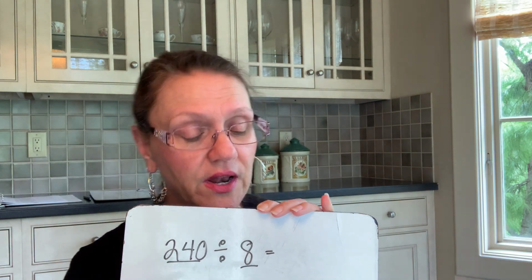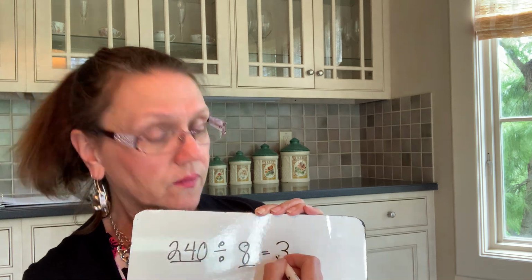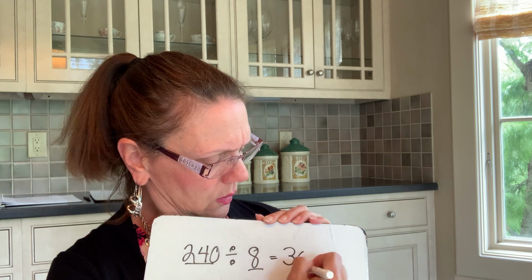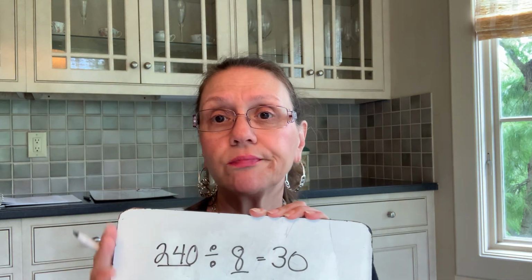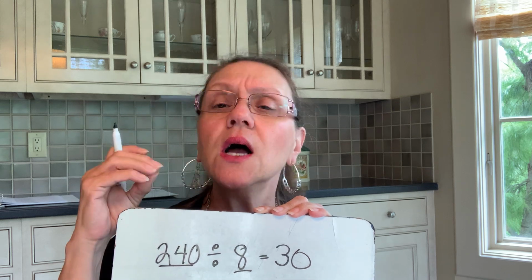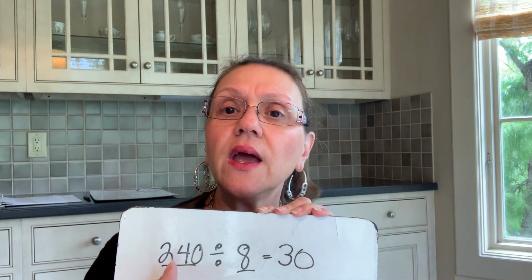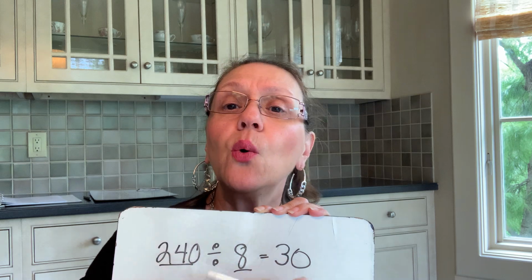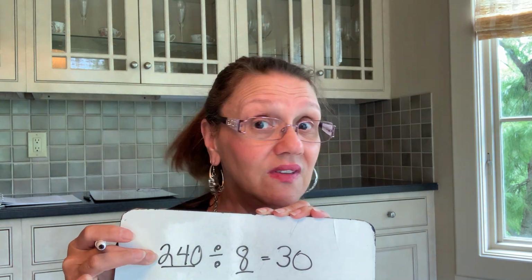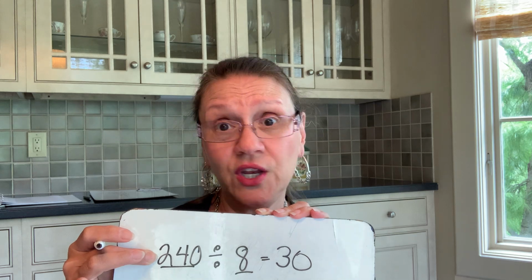So 24 divided by 8 is 3, but then I have a 0 left over, so 30. Way easier than long division. Now I can check this very quickly by doing the tens trick. 8 times 3 is 24 with a 0, 240. I've checked my division. Same as we did in the last video.